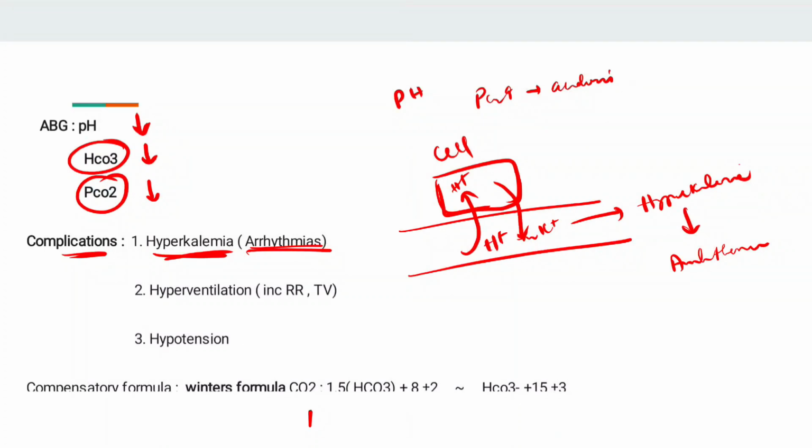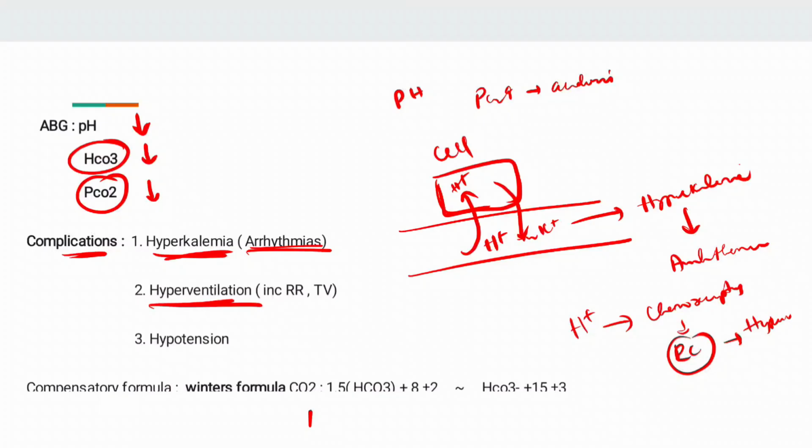The second one: the increased H+ ions in the blood will stimulate chemoreceptors. They stimulate the respiratory center, and it leads to hyperventilation, so the carbon dioxide will be thrown out. It will be seen as increased respiratory rate and increased tidal volume, and there will be hypotension eventually.